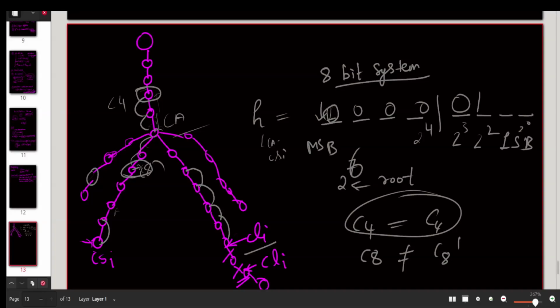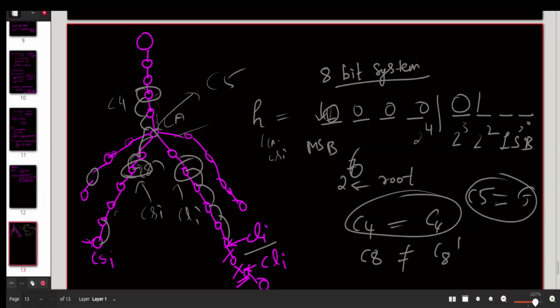So here is the new CSI, here is the new CLI, and then 2 power 1. What if you take 2 steps? You will end up at, let's call it C5. If you take 2 steps, CSI will end up at C5, CLI will also end up at C5, and both are equal, which is not what we want. So keep it as 0, and then take 1 step. The only one left is 1. So from C8, if you take 1 step, you will go to C7. From C8 prime, if you take 1 step, you go to C7 prime, and C7 is not equal to C7 prime, so you can take that step.